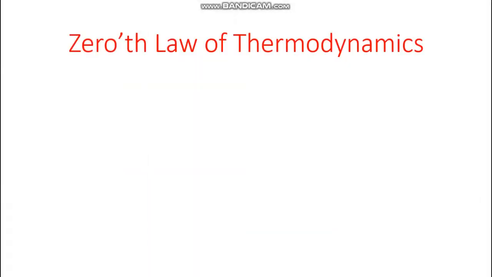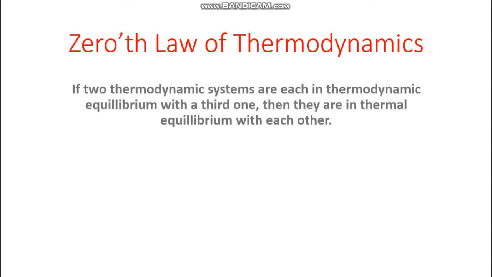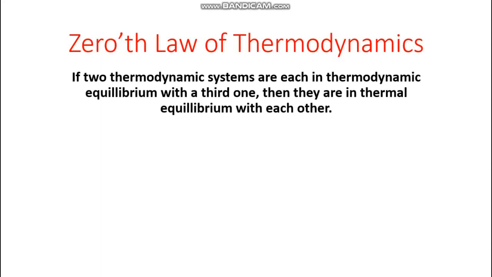Actually there are four laws of thermodynamics. We have already covered our basic concepts, the mathematical relationships and the functions regarding the fundamental concepts of thermodynamics. Now we move on to the laws of thermodynamics, and out of the zeroth law, first law, second law and third law, we have to start from the zeroth law. And this zeroth law states that if two thermodynamic systems are each in thermodynamic equilibrium with a third one, then they are in thermal equilibrium with each other.